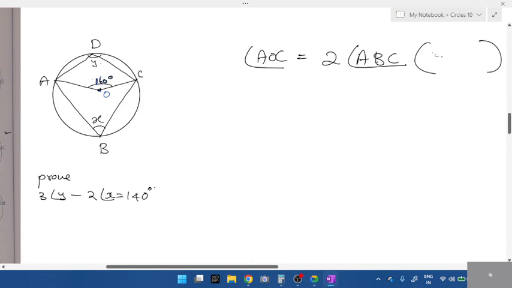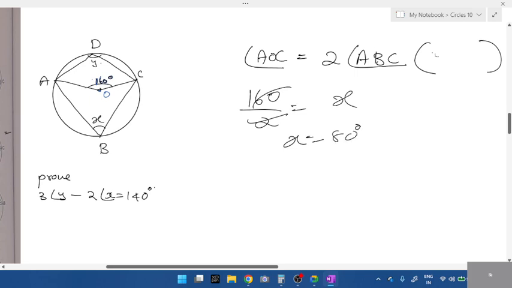Angle formed in the center is, tell me the statement. Angle formed in the center is what? Twice angle formed on the circumference. Yes. So the keyword is center is equal to twice circumference. Center is 160. Bring this 2 down. What is ABC value given? X is equal to 80 degrees.